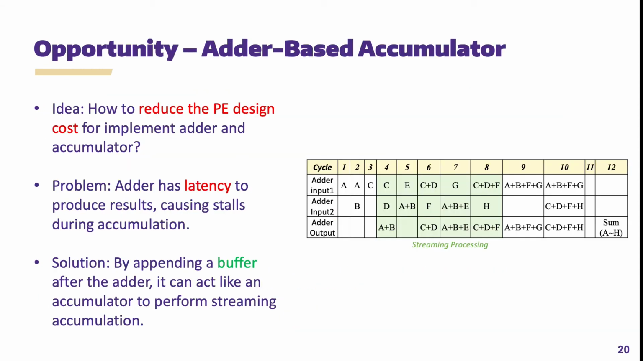We're trying to address this challenge, and we choose the angle of reusing the logic for the adder and accumulator so that logic utilization can be improved and the PE can become more flexible to serve different executions. The problem is that the adder has latency to produce results, so if we perform A plus B plus C, we need to wait for the result of A plus B, then conduct the calculation of plus C. We solve this problem by appending a buffer or queue after the adder and controlling the execution flow to form stream processing of the accumulation, just like the way illustrated in the table.